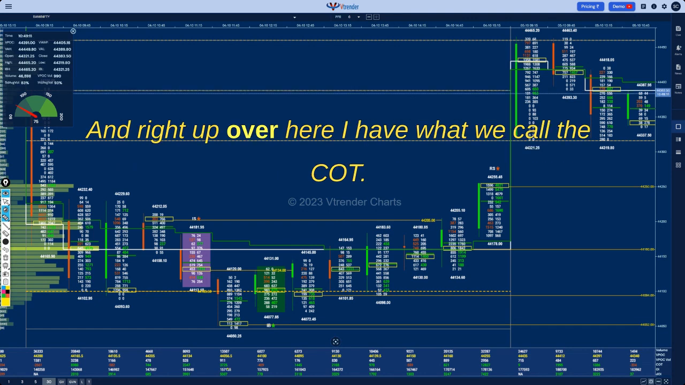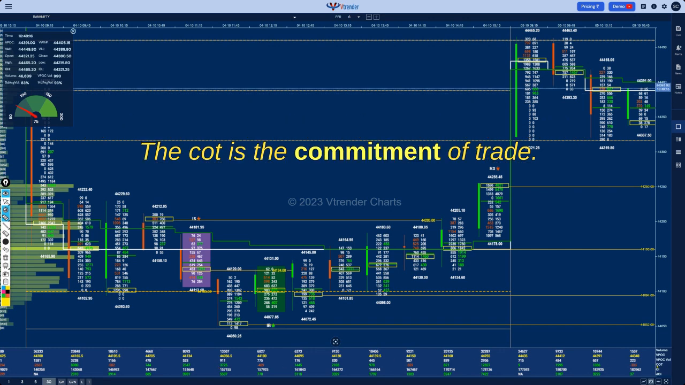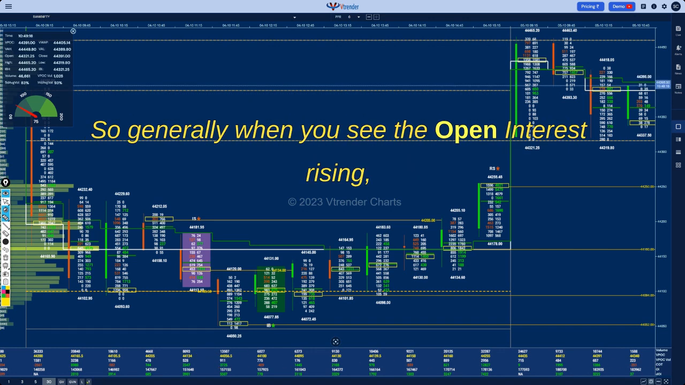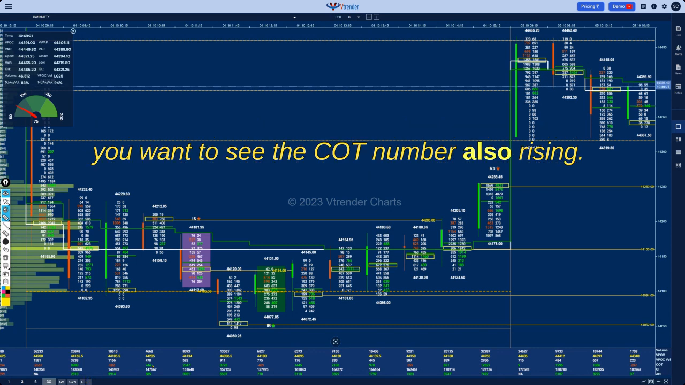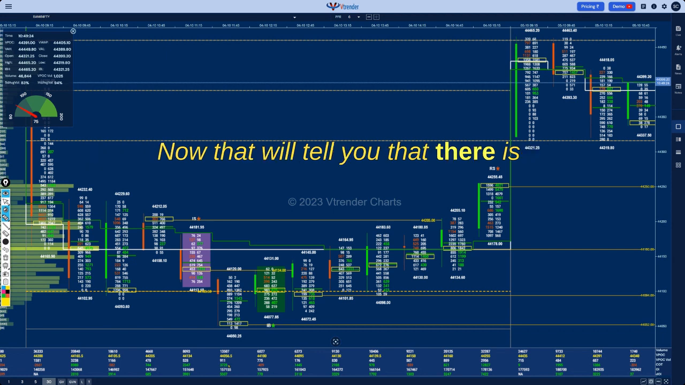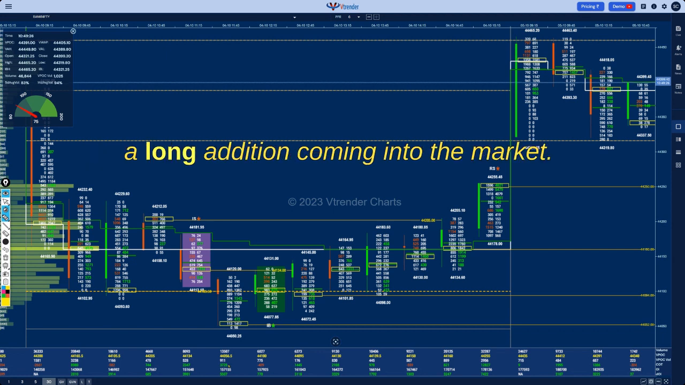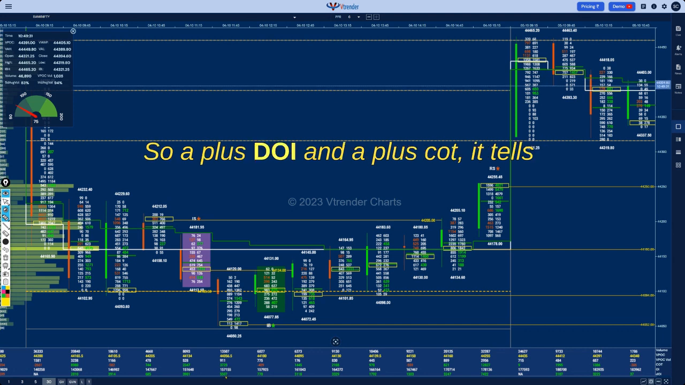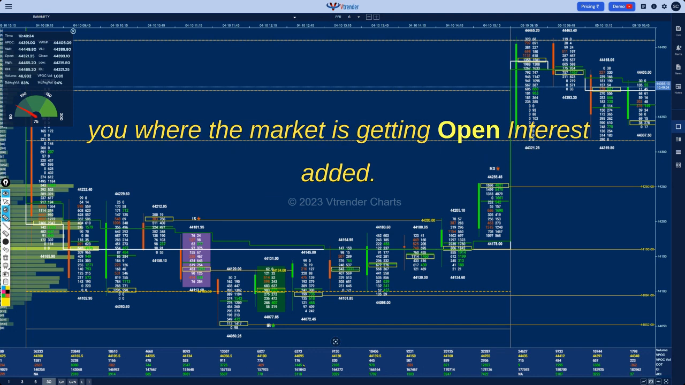And right up here I have what we call the COT. The COT is the commitment of trade. Generally when you see the open interest rising, you want to see the COT number also rising. That tells you that there is a long addition coming into the market. So a plus DOI and a plus COT tell you where the market is getting open interest added.